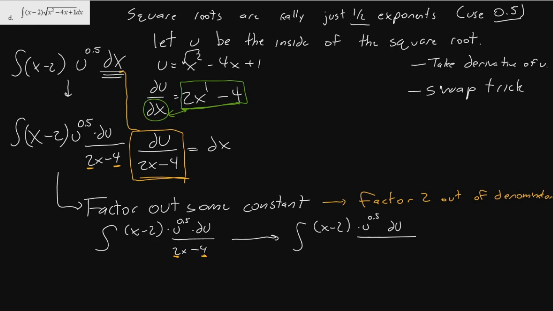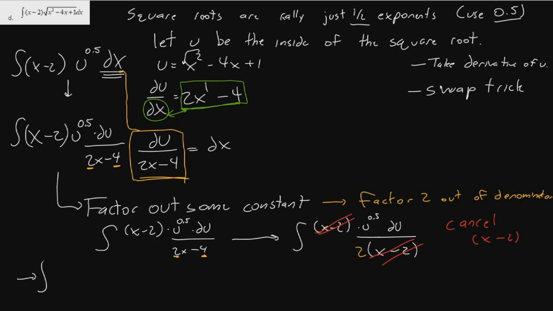We'll pull out the 2 now. And if we pull a 2 out of 2x, we'll just have x. And if we pull a 2 out of the negative 4, we'll have negative 2. Now, you might notice that we can cancel the x minus 2 expression because they're both in parentheses. One's on top, one's on bottom. So this can drop out.